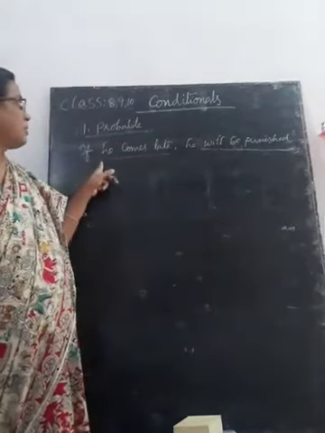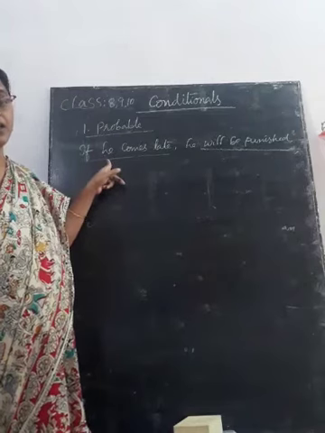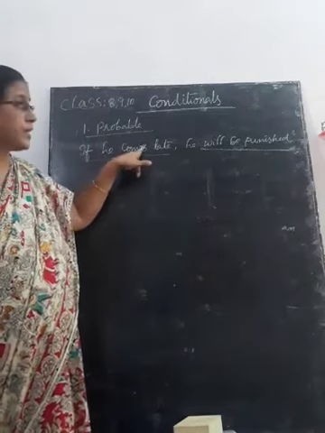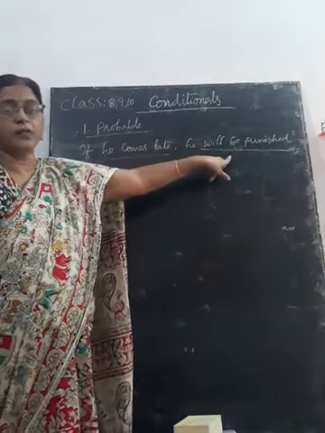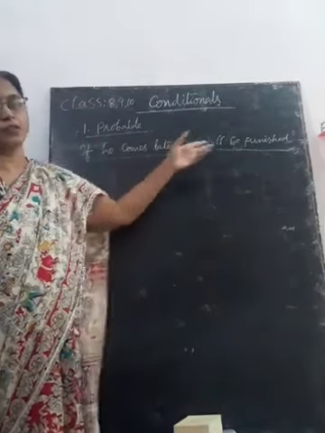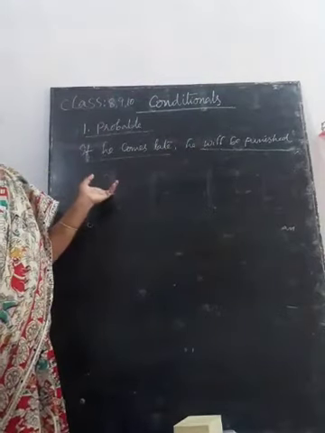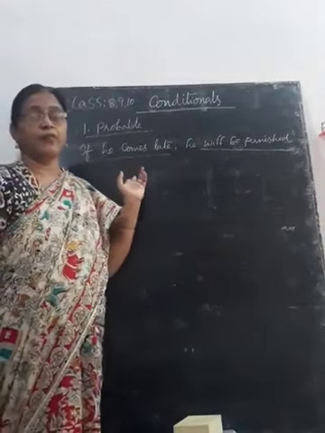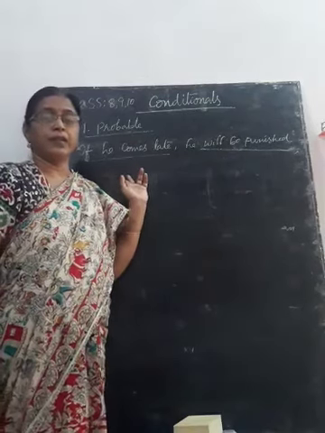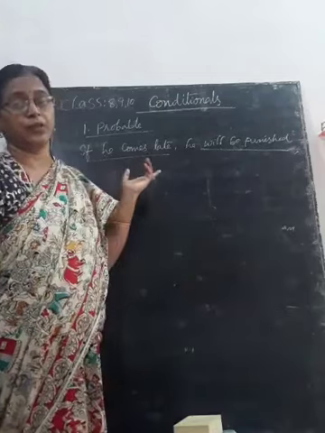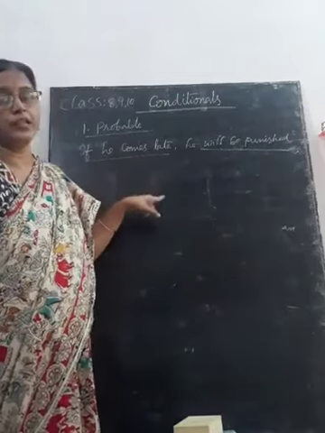In the first kind of conditional sentence, the if part contains simple present tense and the main part contains simple future. Simple present tense is followed by simple future, and this expresses a condition. There is a possibility to happen, and it may or may not be fulfilled. It can happen in real life. So it is called probable conditional sentence.